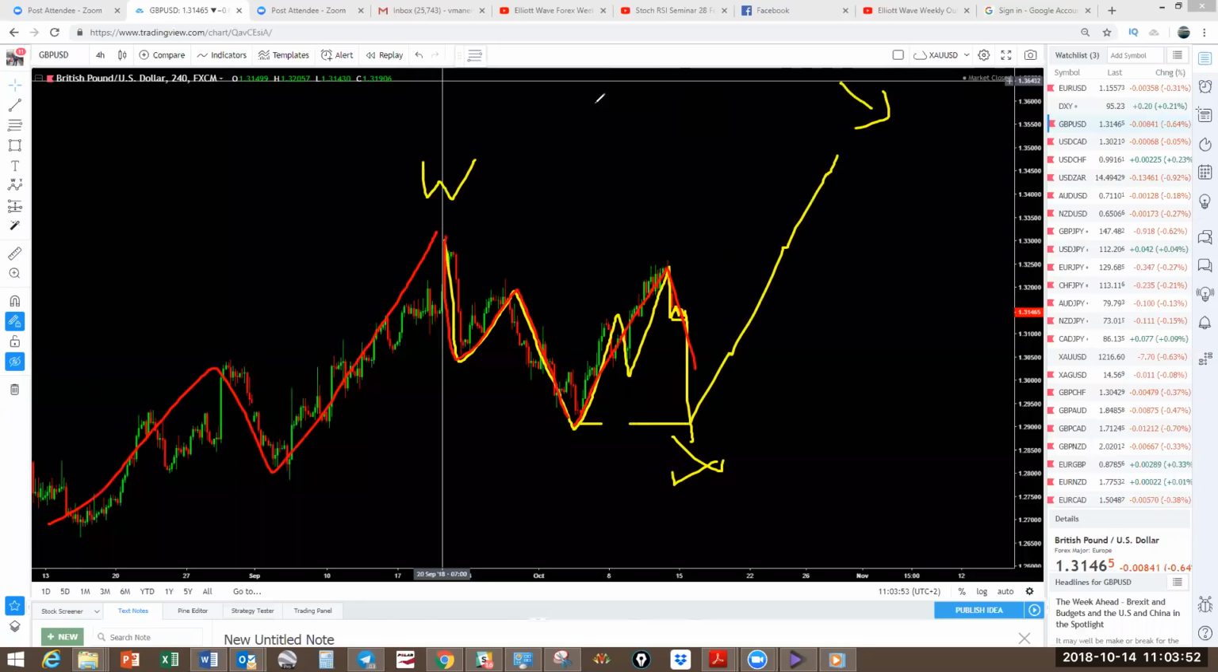Let's see here. My mistake there. This then will be a 1, a 2, and a 3. Regular flat. You'll expect another 3-wave move to this level before we drop. So that is what you're going to be looking at.